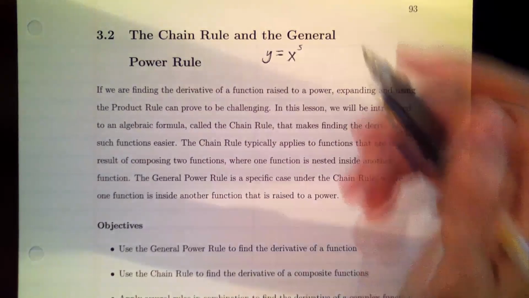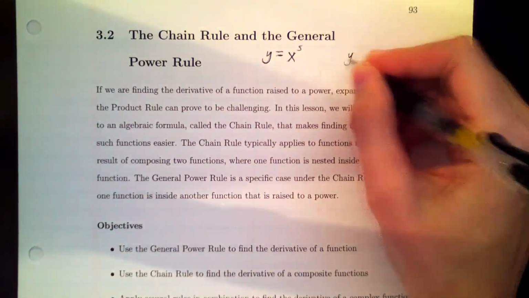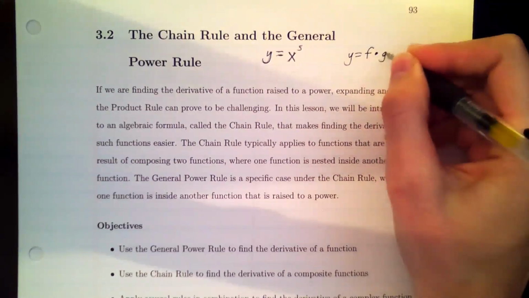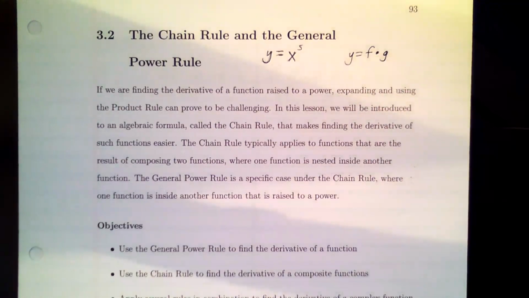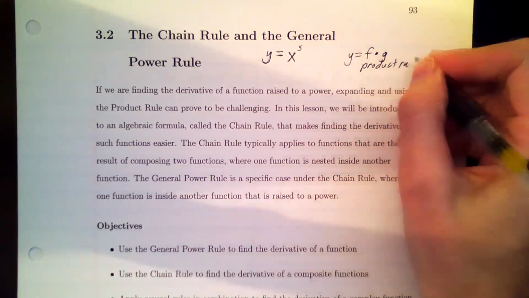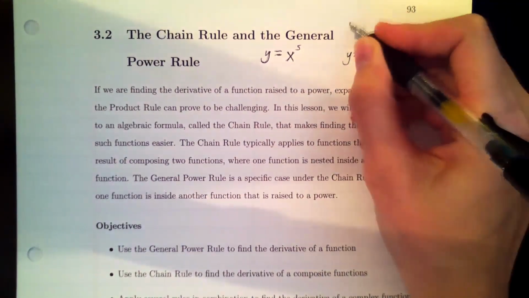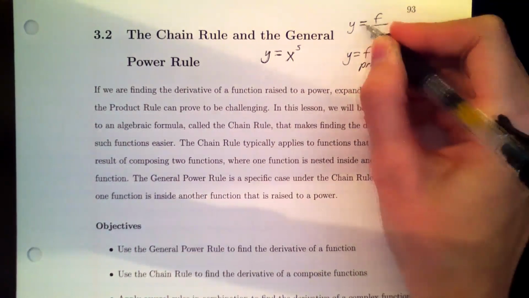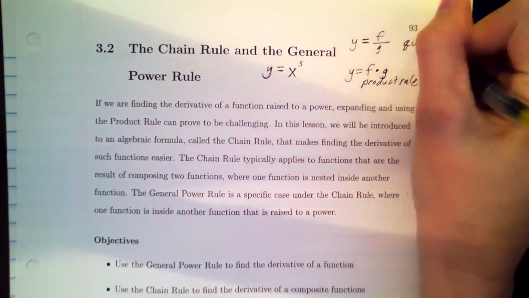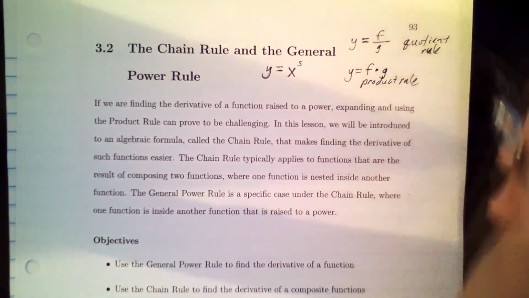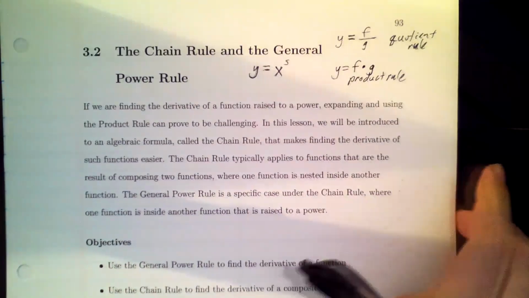Similarly, we have learned how to take the derivative of a function that looks like a product. So if you have a function that's f times g, two functions of x that are multiplied together, then you would use a product rule to take the derivative of that. We've also talked about the quotient rule, where if you have a function that is the division of two other functions, f divided by g, then you can use a derivative quotient rule to find the derivative of y. That was what you'd learn in section 3.1.